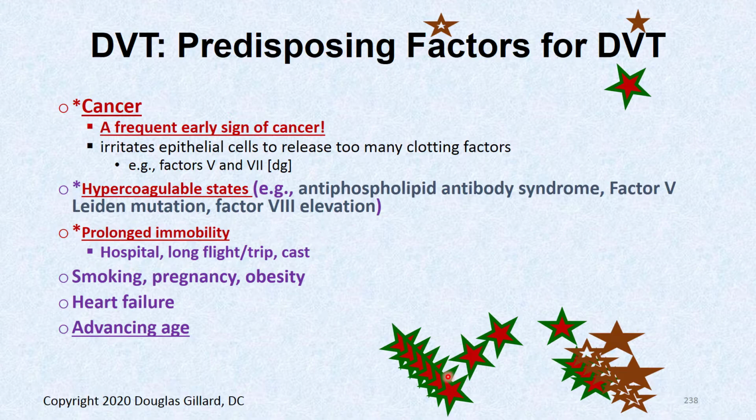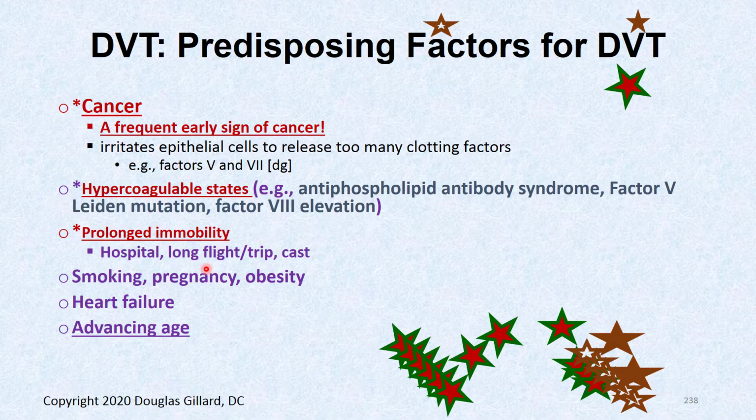Even worse than in a hospital is a long airplane ride, because the cabin of the airplane is pressurized to an atmosphere of about 8,000 feet. It's not a ground level atmosphere. It's about 8,000 feet, the same as Vail, Colorado.